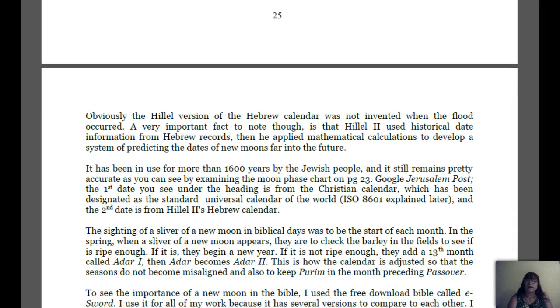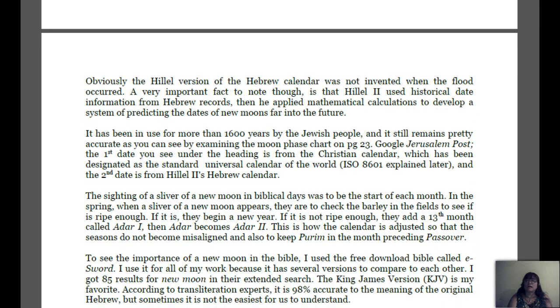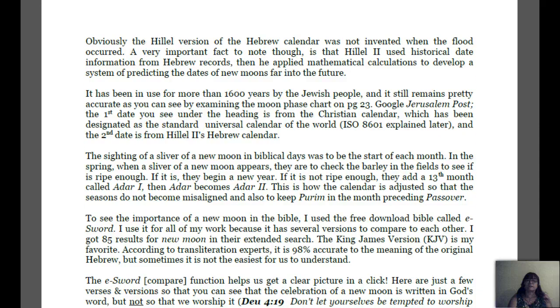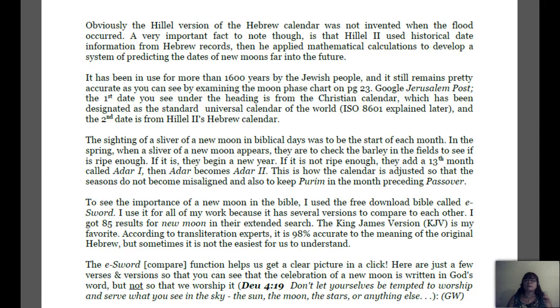A very important fact to note, though, is that Hillel too used historical date information from Hebrew records. Then he applied mathematical calculations to develop a system of predicting the dates of new moons far into the future. It has been in use for more than 1,600 years by the Jewish people, and it still remains pretty accurate, as you can see by examining the moon phase chart on page 23, which was in chapter 1.